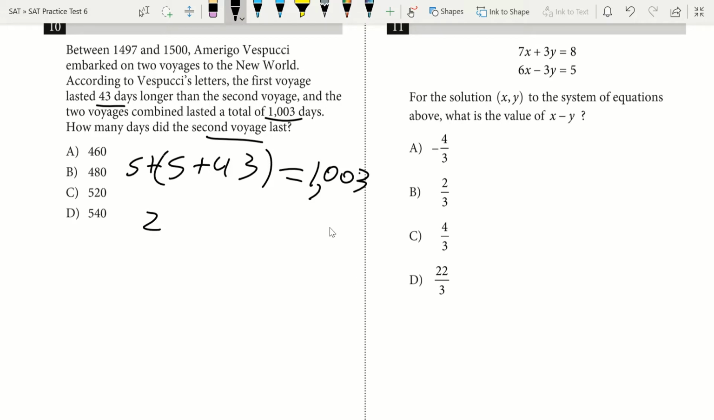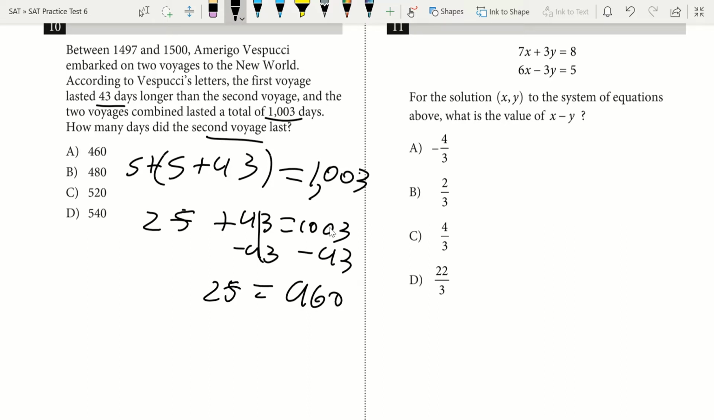So I'm just solving for S here. So S plus S gives me 2S. I'm going to put that dash through it so you know it's an S and not a 5. And then I'm going to have plus 43 equals 1,003. I subtract 43 from each side, right? That's going to give me 960 over here is equal to 2S. I divide each side by 2 to isolate S, and I see that 960 over 2 is 480. So my answer is going to be B.